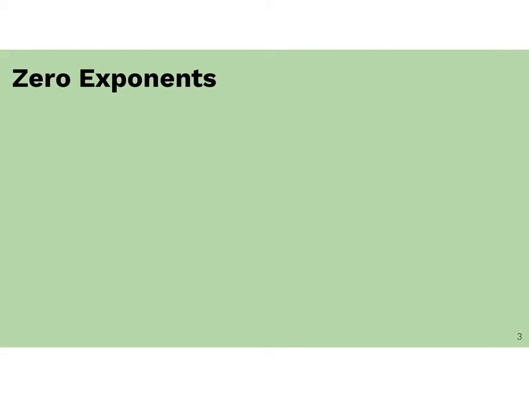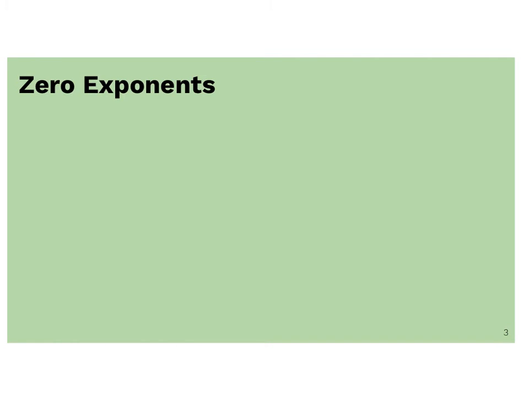For zero exponents, I'm going to show you why zero exponents are what they are. So say I have 5 to the 0 power. I want to know, what does that equal? Most people say, well, it equals 0. No, it doesn't equal 0.